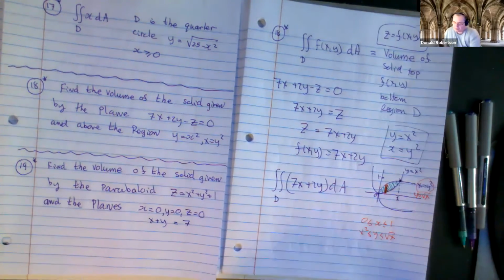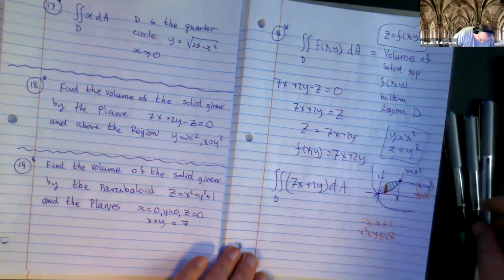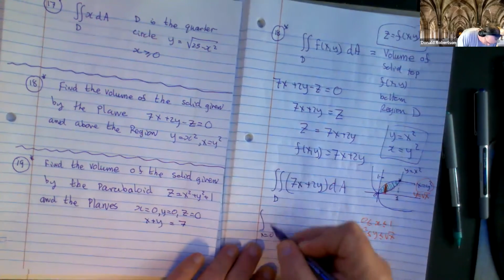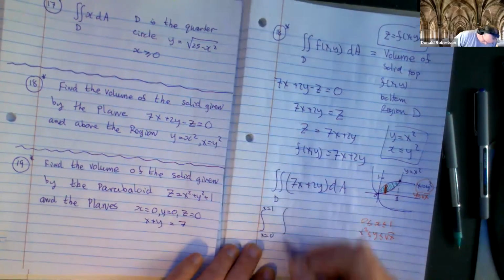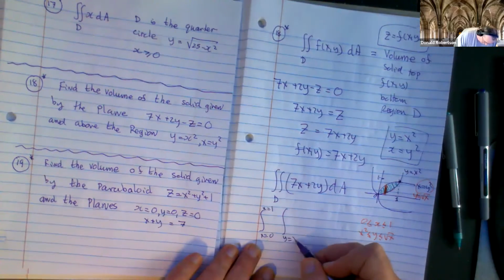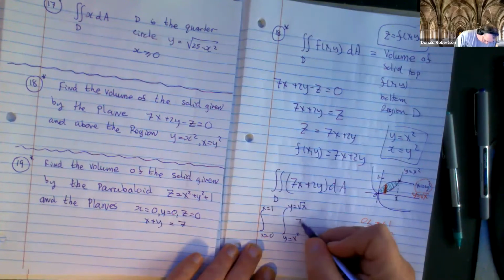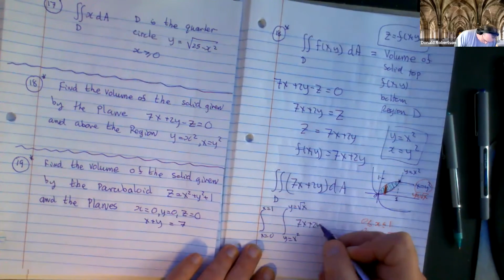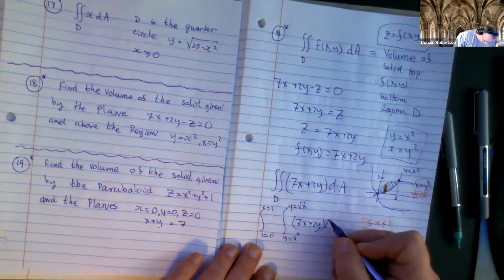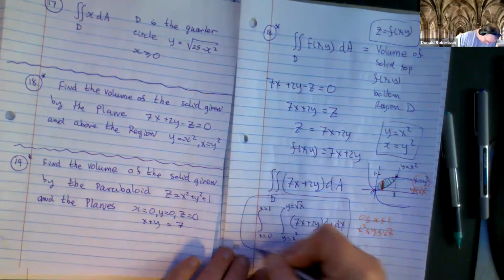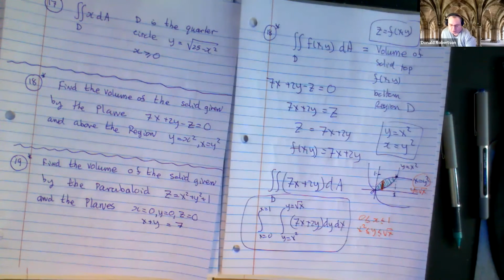Are you comfortable about the square root of x and why it's there? And so my limits of integration are going to be from x equals 0 to x equals 1, and from y equals x squared to y equals the square root of x. And the function is that guy. I'm going to do a dy and then a dx. And would you agree we're done, right? We've got the integral that's going to give me the volume.